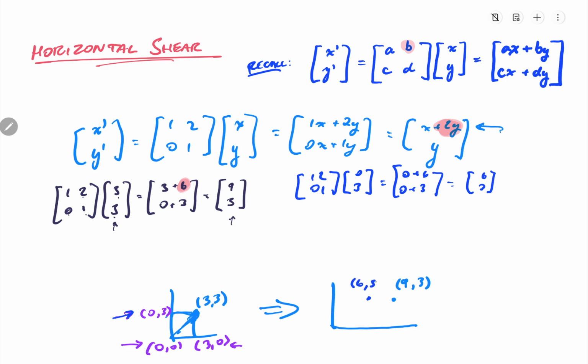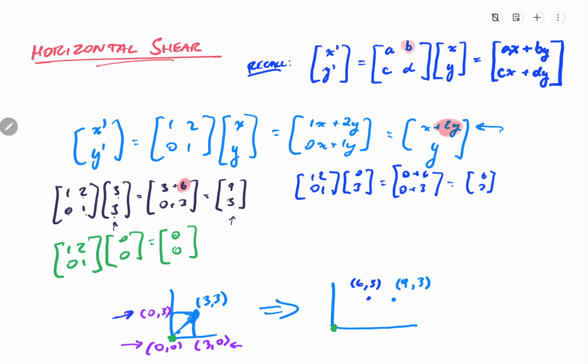All right, let's do the next point. We'll do it in green. We'll take our 0, 0 and make it green. So we have our transformation matrix 1, 2, 0, 1 times our input 0, 0. I have 1 times 0 plus 2 times 0, which is 0, and then 0 times 0 plus 1 times 0 is 0. So surprise, surprise, that point doesn't change.